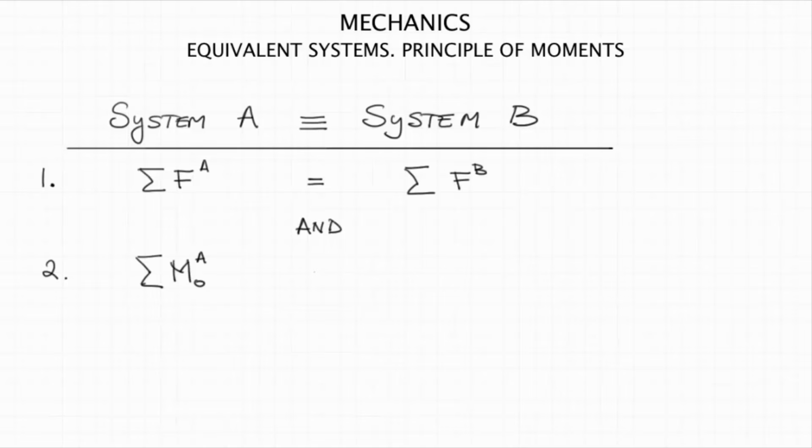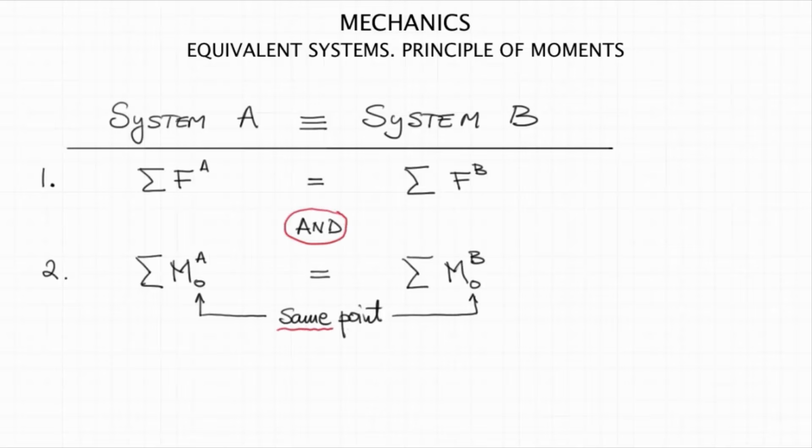In a similar fashion, the sum of the moments about a point O on system A must be equal to the sum of the moments about the same point O on system B. This is very important to remember: the point about which the moments are summed is the same. If these two conditions are satisfied, then the two systems are equivalent. This is a very important concept that we are going to use throughout the course. Very, very fundamental concept.